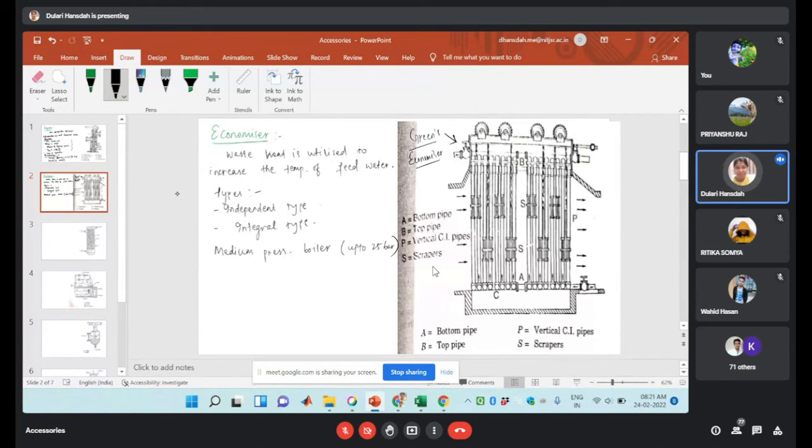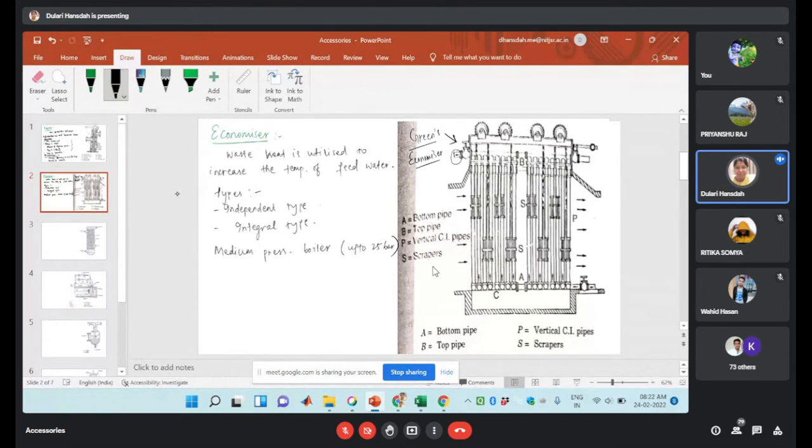Through the bottom pipe, water will be supplied. So this is the flow of the water, and here the flue gases will be supplied. The water, with low density after gaining temperature, will flow towards the top pipe, that is B. Here the high temperature water will be collected at this point. So this is the delivery side of the feed water to the boiler.